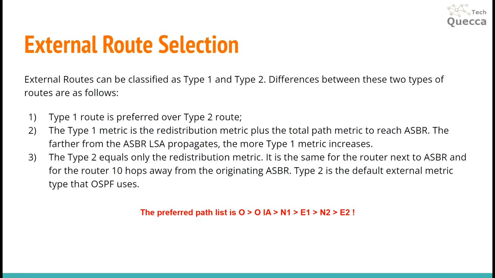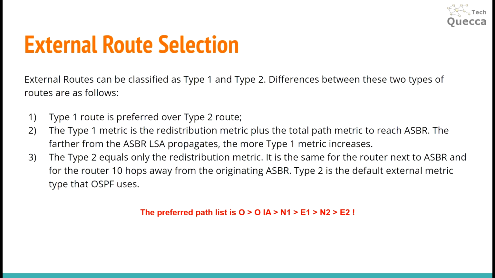External route selection. External routes can be classified as type 1 and type 2. Differences between these two types of routes are as follows. First, type 1 route is preferred over type 2 route. Second, the type 1 metric is the redistribution metric plus the total path metric to reach ASBR. The farther from the ASBR LSA propagates, the more type 1 metric increases.